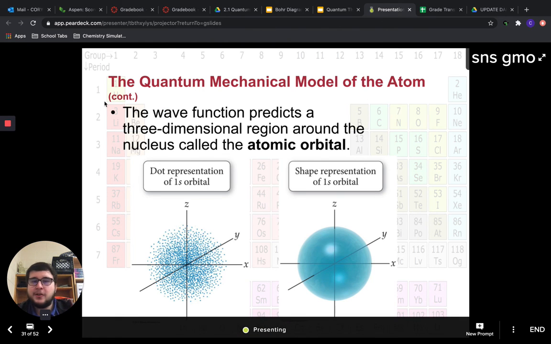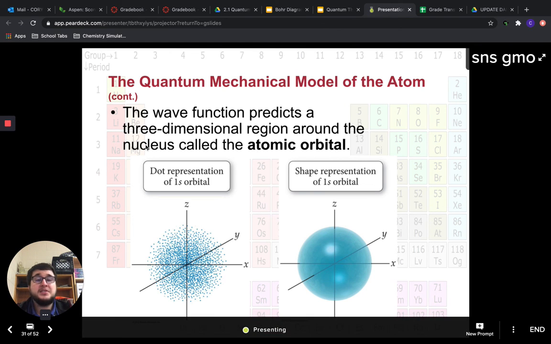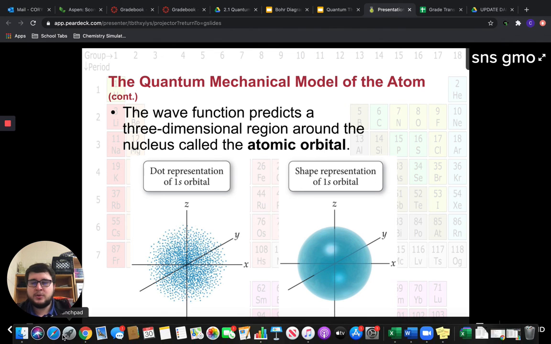And his wave function predicted a three-dimensional region around the nucleus called the atomic orbital. So no longer a perfect circular 2D orbit, but a three-dimensional, almost spherical atomic orbital. This is a dot representation. The more dots you have clustered in an area, the more likely you are to find an electron there. And here it is represented as a solid shape, so it looks like a sphere. You can see it's three-dimensional here. So this is an atomic orbital where electrons would hang out.